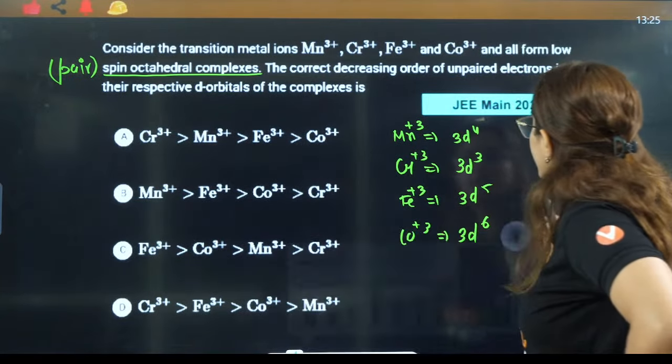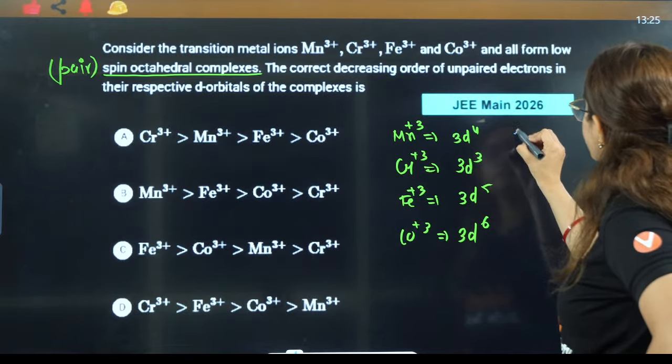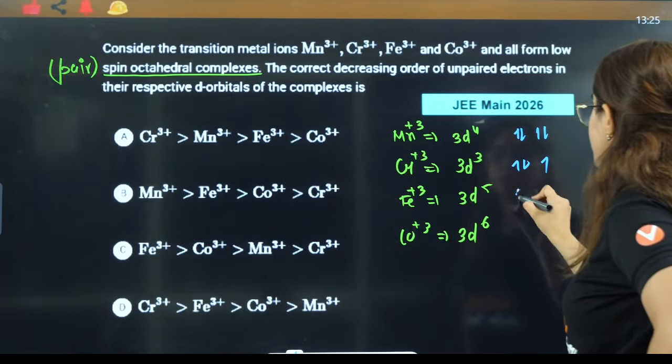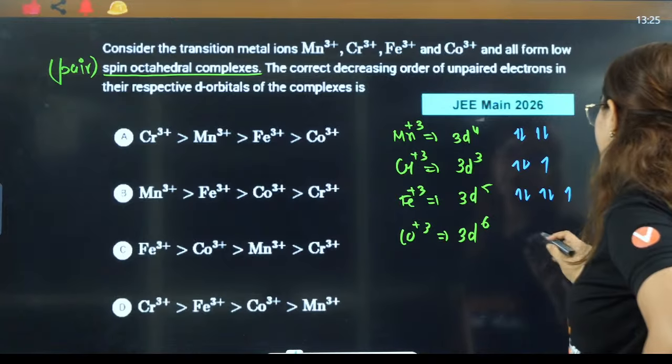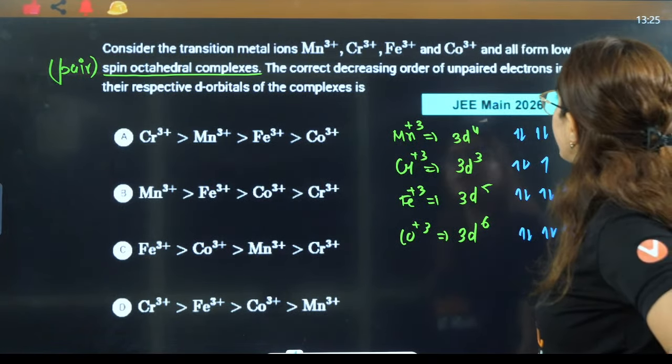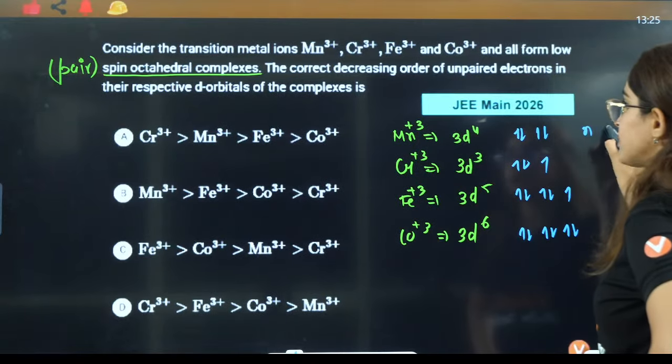Now see here, when you cause pairing, this has 1, 2, 3, 4. This has 1, 2, 3. This has 1, 2, 3, 4, 5. This has 1, 2, 3, 4, 5, 6. They are saying decreasing order of unpaired electrons. This n is 0.